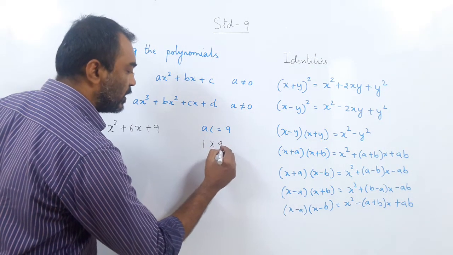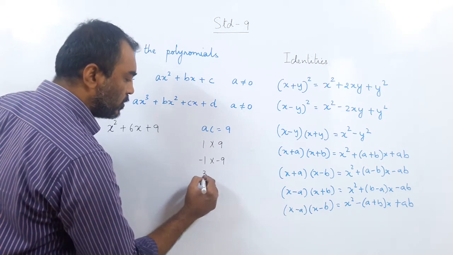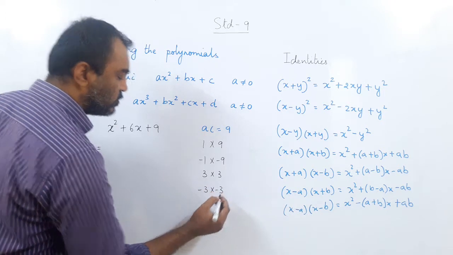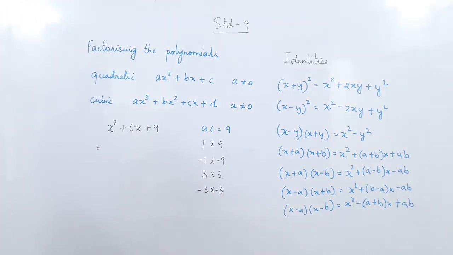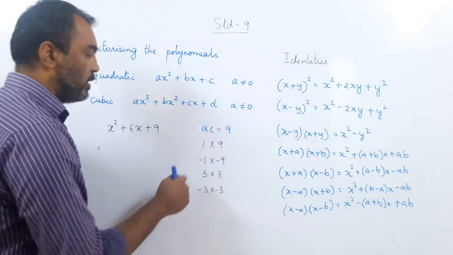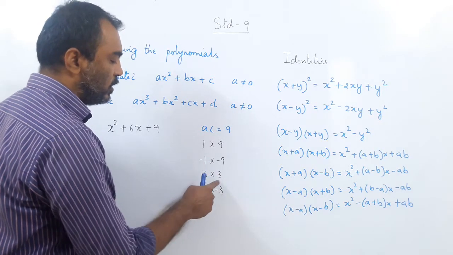1 into 9 is 9. Minus 1 into minus 9 is also 9. 3 into 3 is 9. And minus 3 into minus 3 is also 9. Can you see this? So 9 is 1 into 9, or minus 1 into minus 9, or 3 into 3, or minus 3 into minus 3.